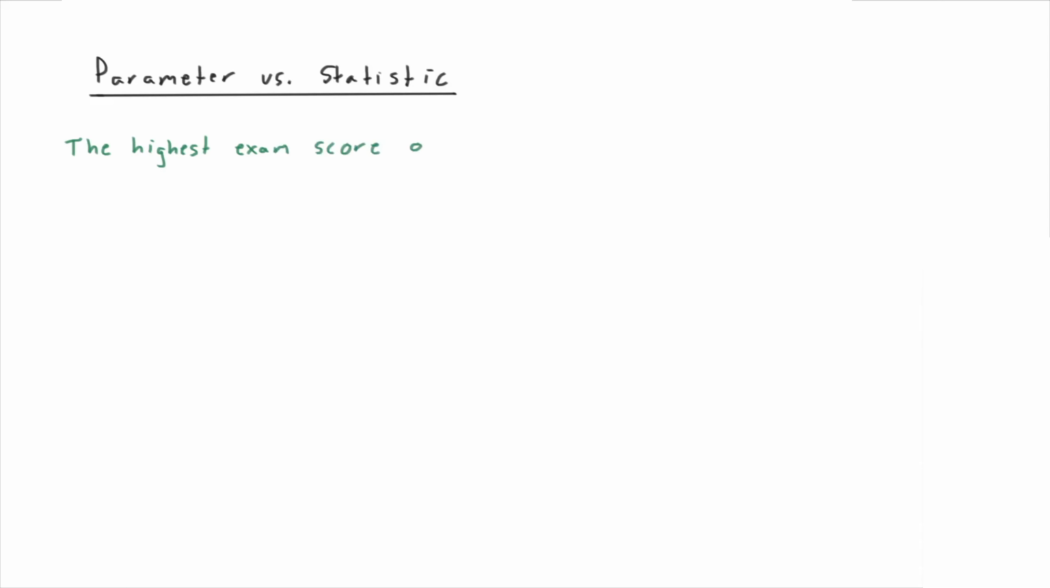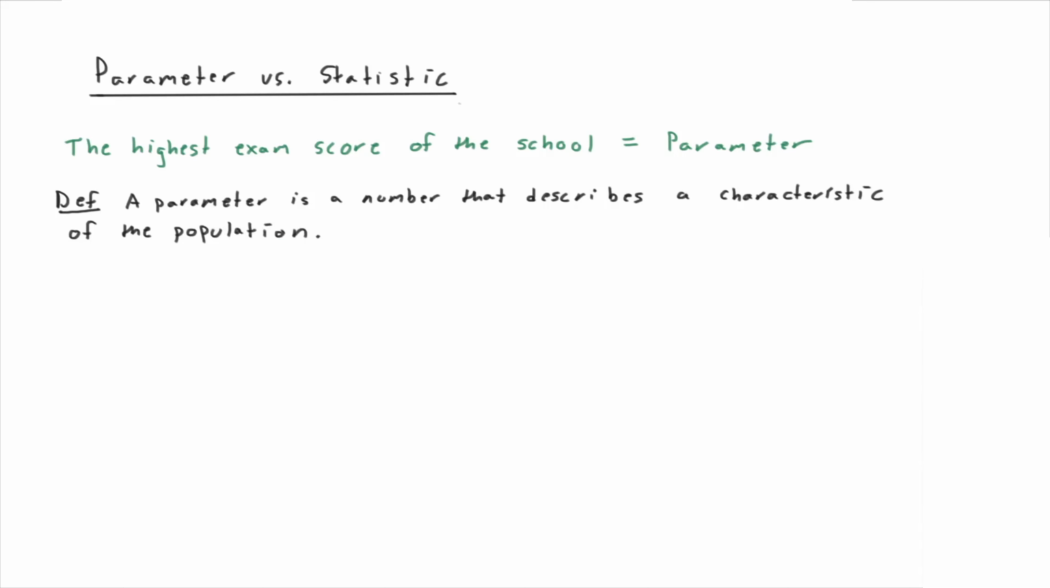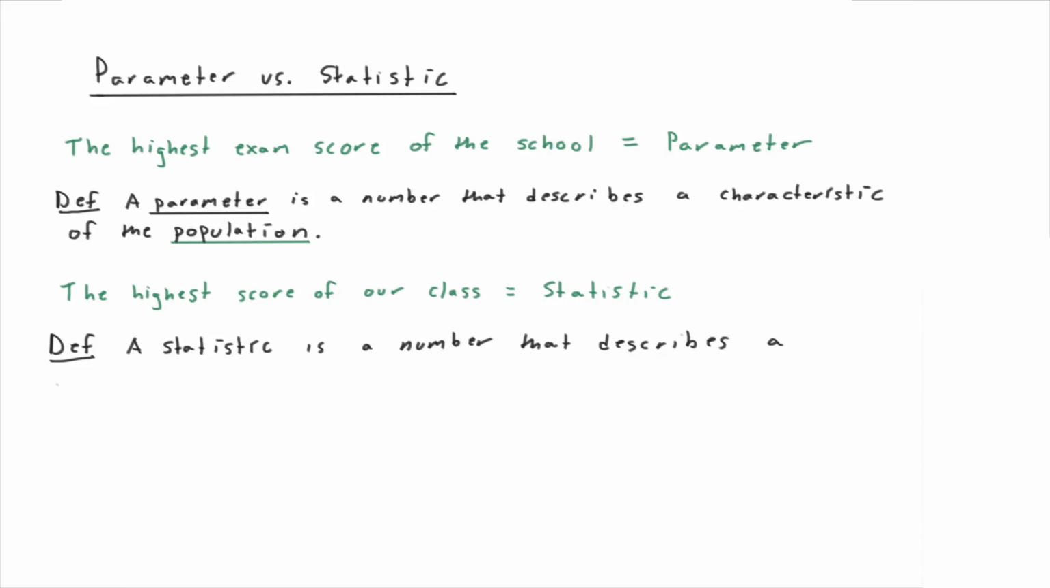Specifically, the highest score of the whole school, that would be called a parameter, or some number that describes the population as a whole. The highest score of our class specifically, that would be called a statistic, or some number that describes the sample. So in other words, parameters describe populations and statistics describe samples.